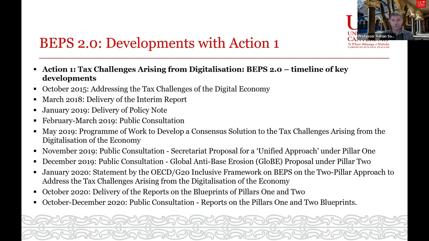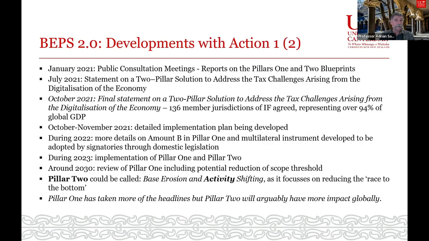Then there was the public consultation of what was called the unified approach under Pillar 1, then public consultation on this new global anti-base erosion proposal under Pillar 2. Then in January 2020, there was a statement that came out about what these two pillars would potentially look like. Later that year, there were reports on the blueprints for these two pillars. And in the last couple of months of 2020, there was another round of public consultation, because what was in Pillar 1 and Pillar 2 was quite different in many ways from what came out in the 2019 public consultation round. Then in January this year, there were consultation meetings on the two pillars. By the middle of this year, there was the statement that this would be the approach, this two-pillar solution.